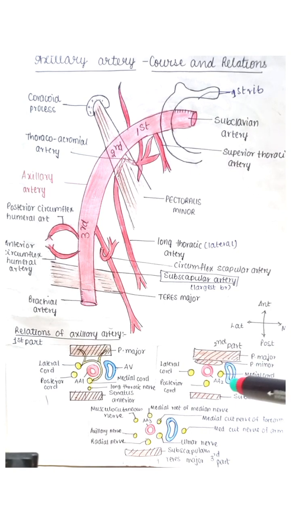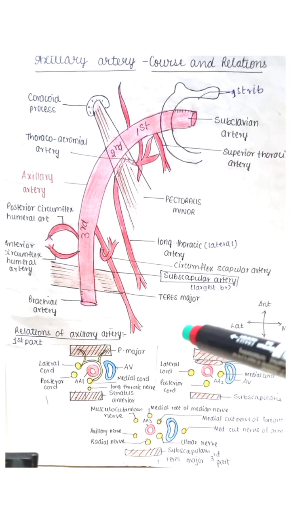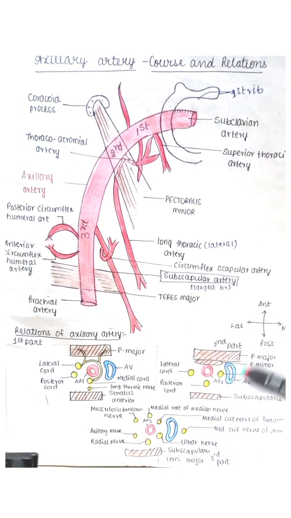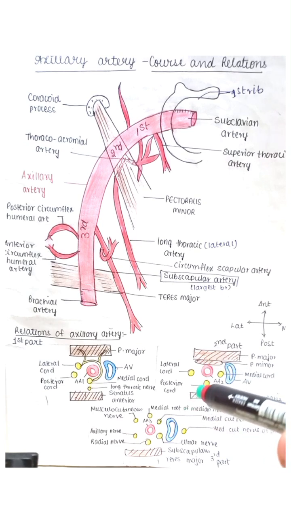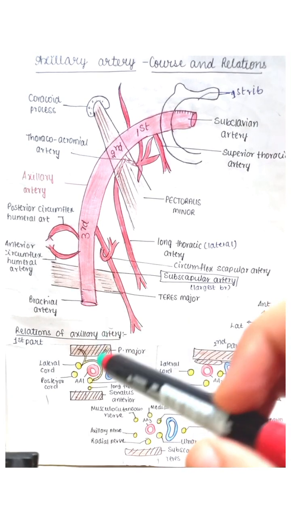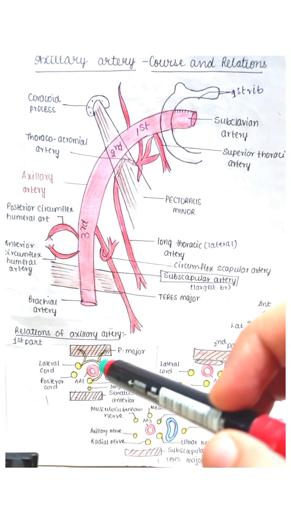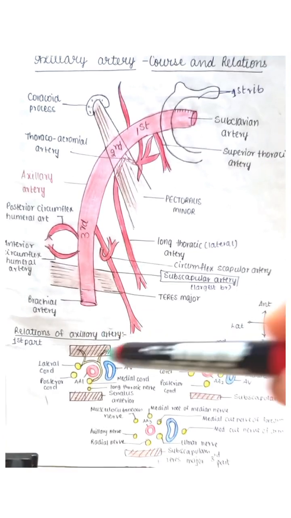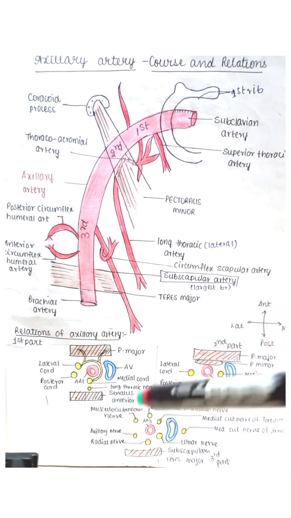Now coming to the cords of the brachial plexus and their arrangement. For the second part, it's quite simple: the lateral cord forms the lateral relation, the medial cord forms the medial relation, and the posterior cord forms the posterior relation of the artery. Coming to the first part of the artery, we have the lateral cord, medial cord, and posterior cord arranged this way, and the long thoracic nerve.